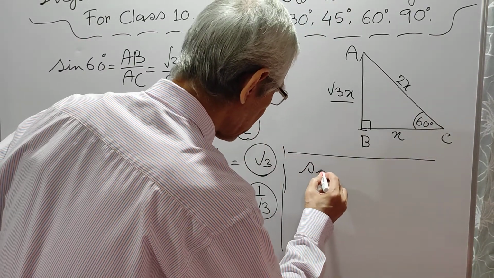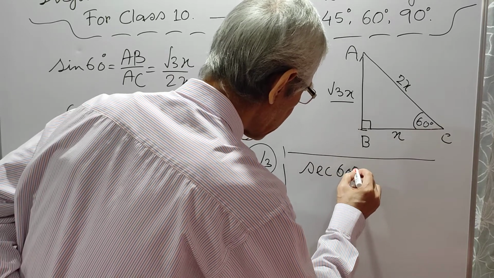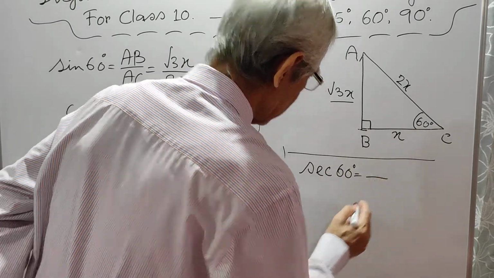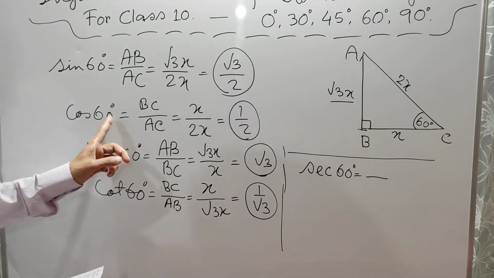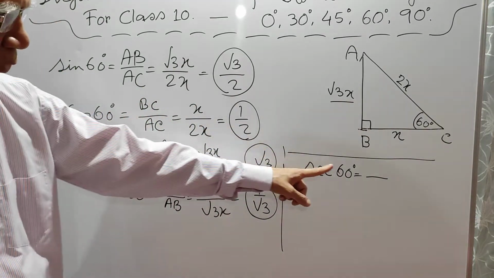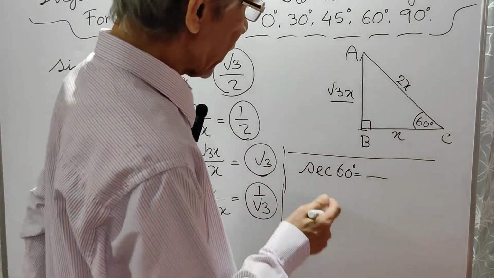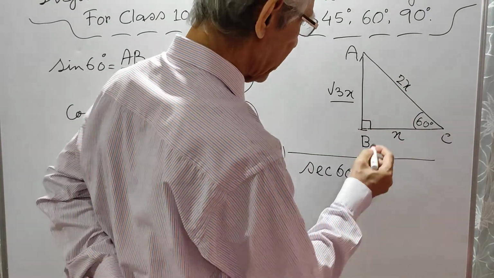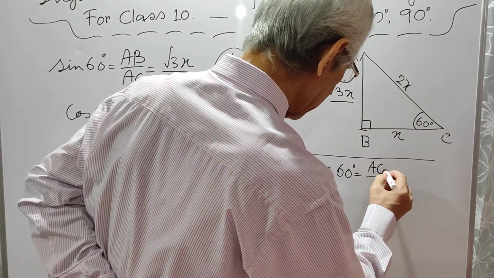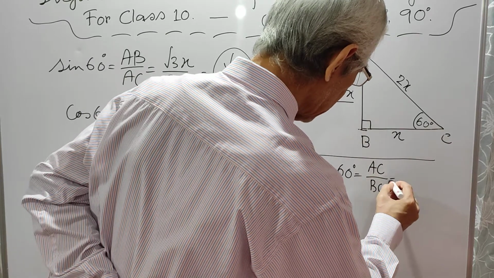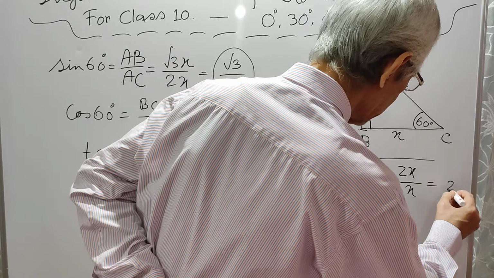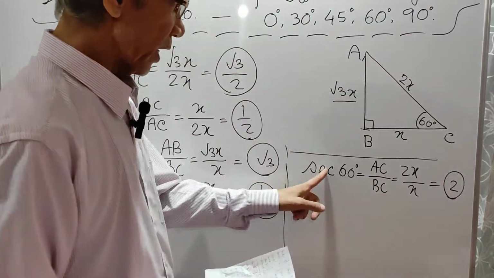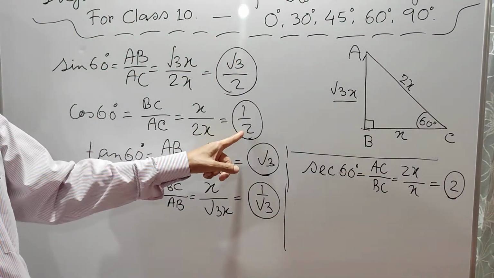Sec of 60 degree. Now sec is a reciprocal of cos. Reciprocal of this means it should be 2. So let us find out. Now sec is hypotenuse by adjacent. That means AC by BC. Now AC is twice x and BC is x. So what do you get? 2. So you see sec is 2, that is the reciprocal of cos, 1 by 2.